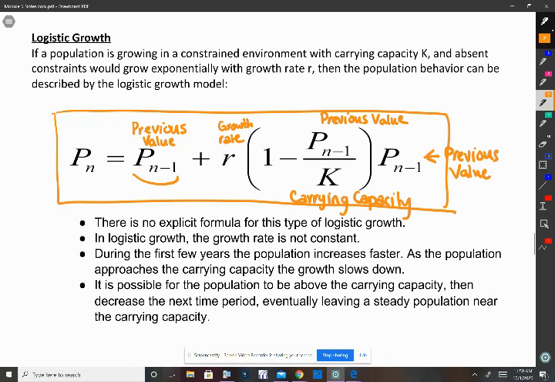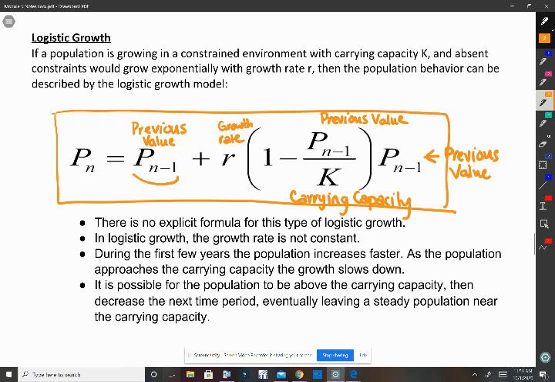So it says there's no explicit formula for this type, which I just talked about. The growth rate is not constant. So that means that it's going to grow until it reaches that carrying capacity, and then it's going to slow down or stop or go the opposite way so that it can maintain the carrying capacity.